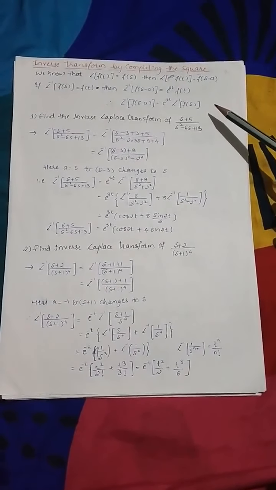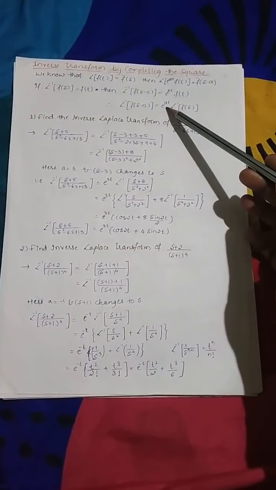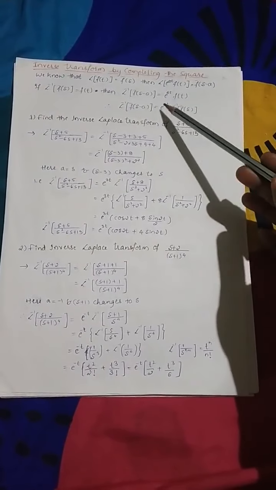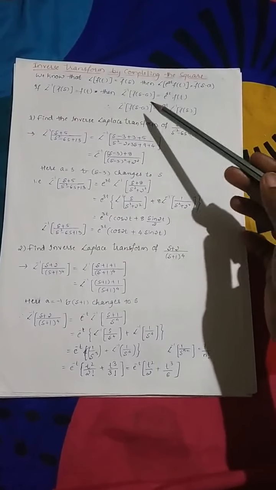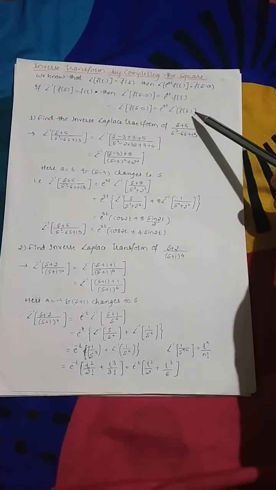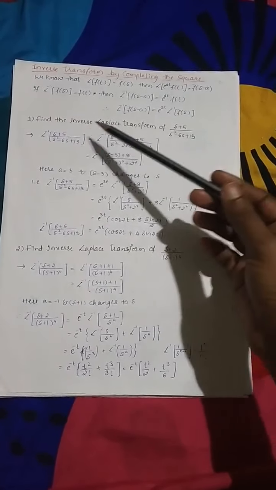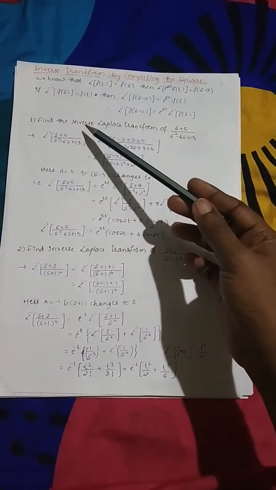That is the second property. What it says: L inverse of f bar of s minus a is equal to e raised to at into L inverse of f bar of s. Finding the inverse Laplace transform using this property is known as the completing the square method. Let us go for the problems.